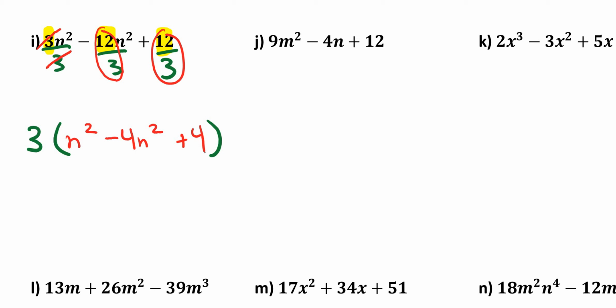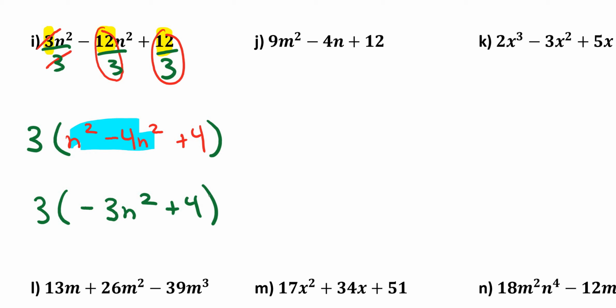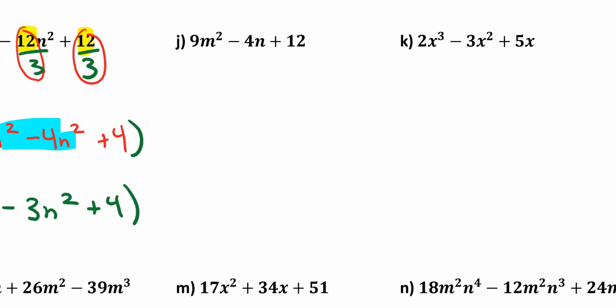Now, although this answer is correct, if you want to combine these like terms, feel free to do so. So that would be a negative 3n squared plus 4. Okay, so move on to the next one here.